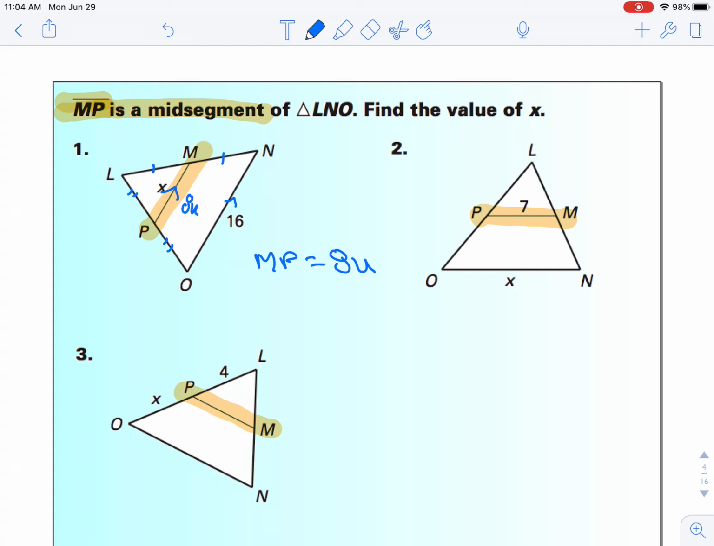Over here, now we're given that MP, again, is the midsegment.